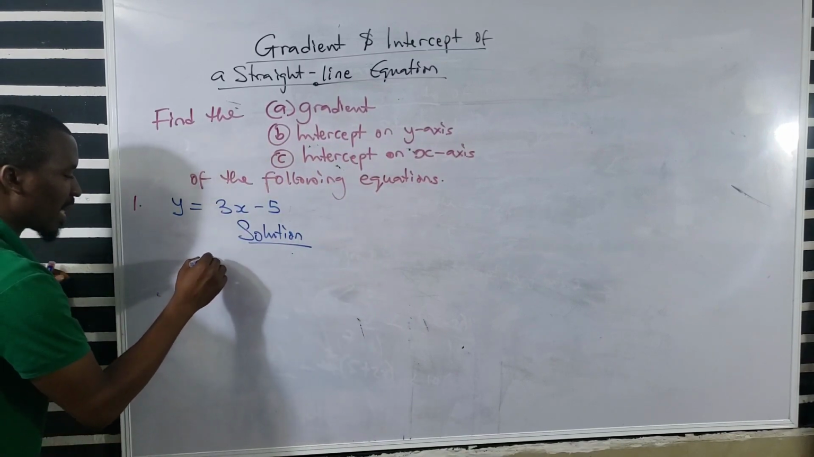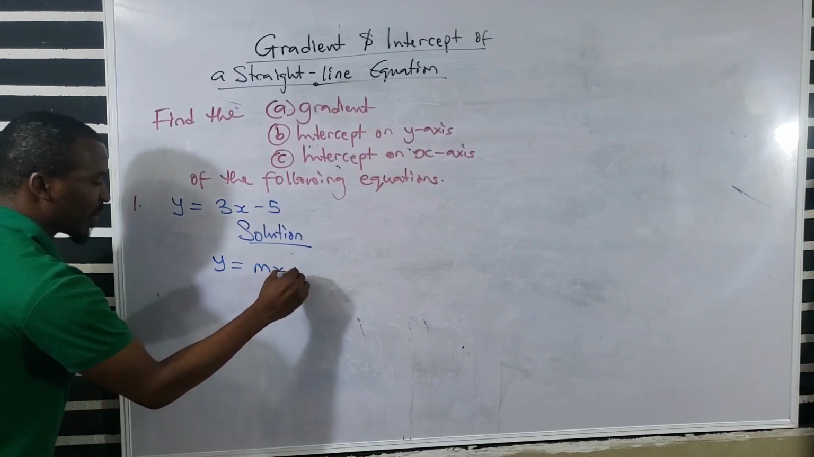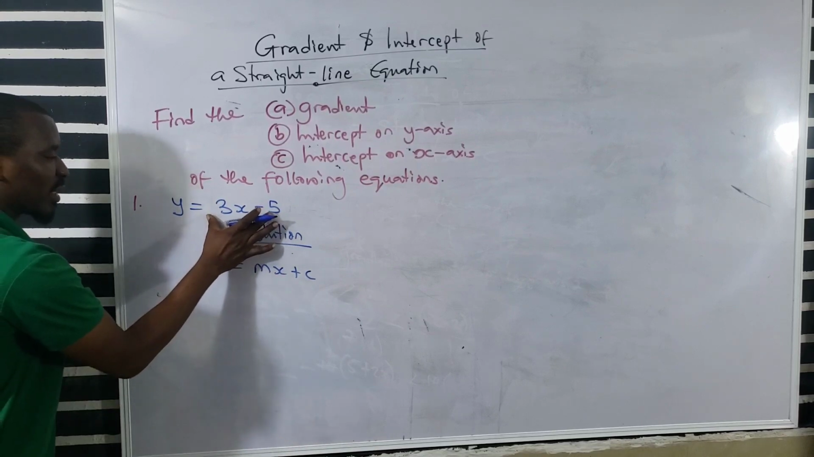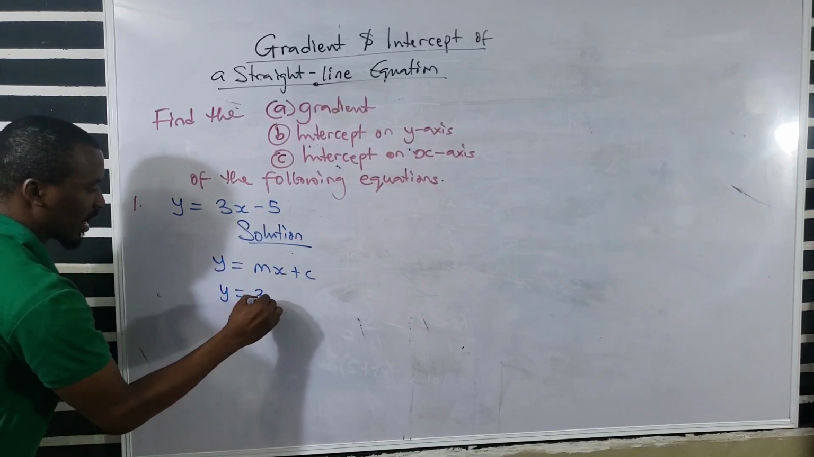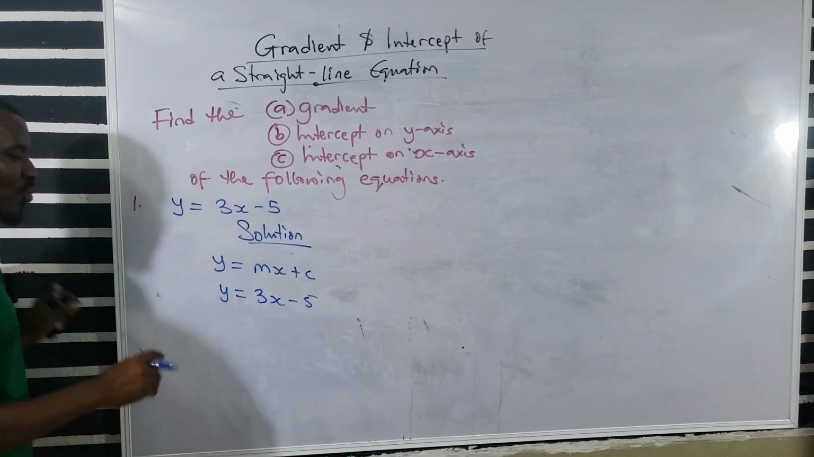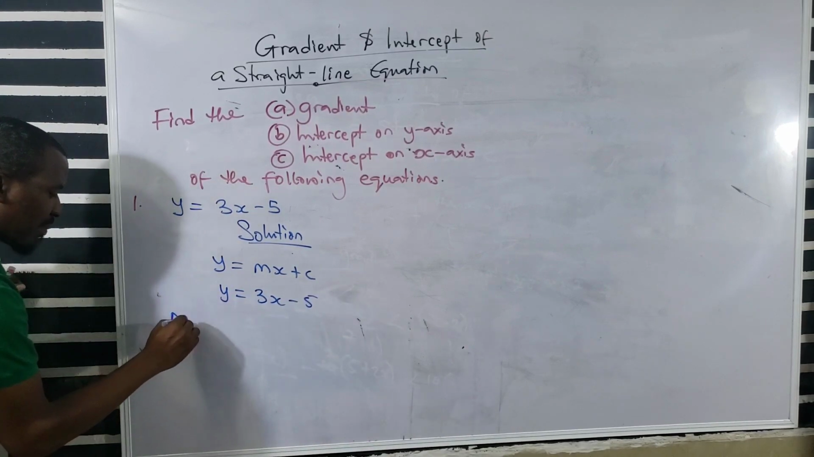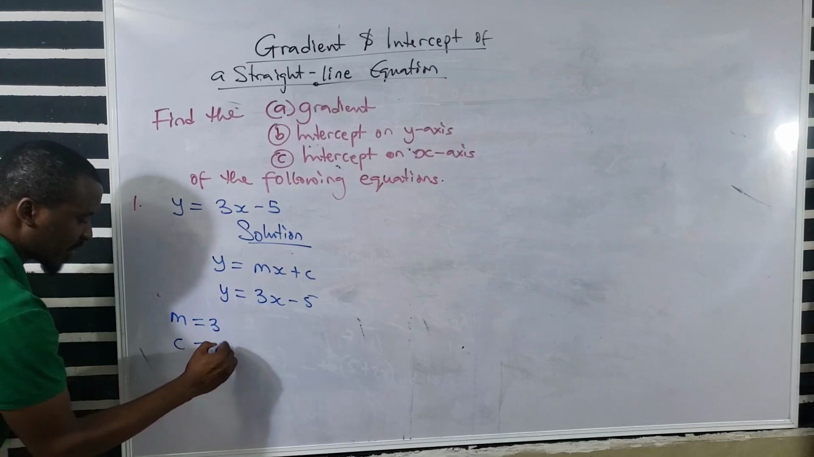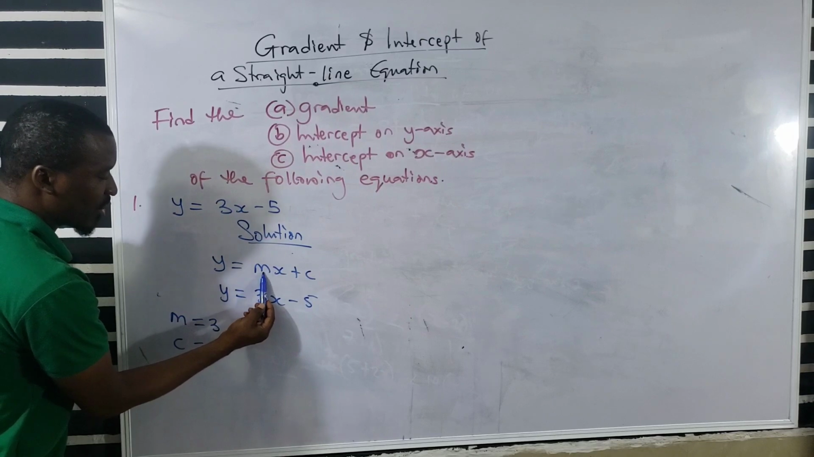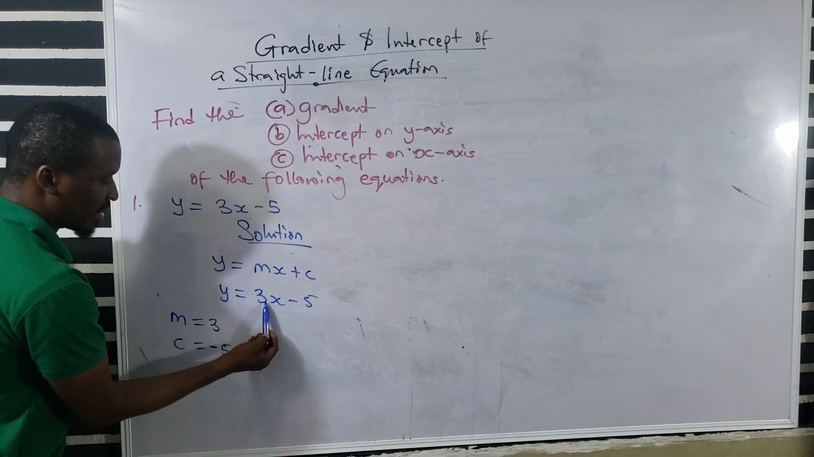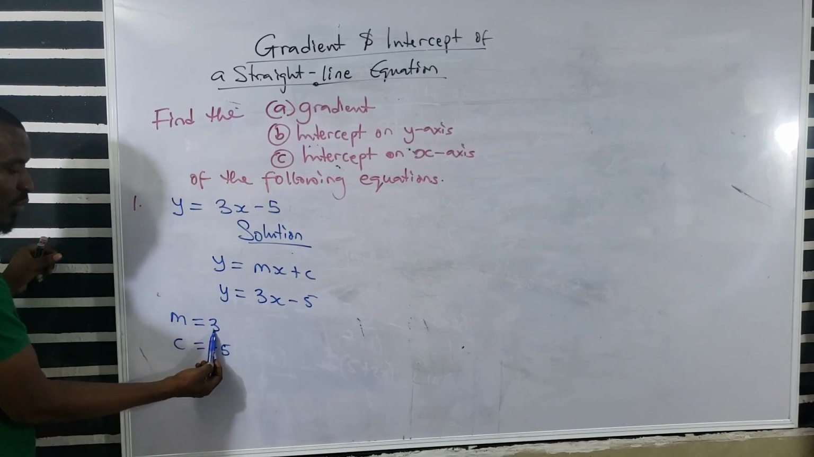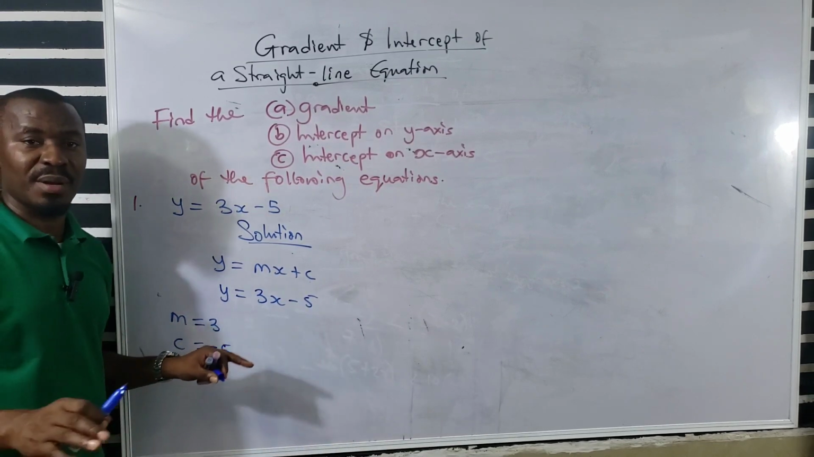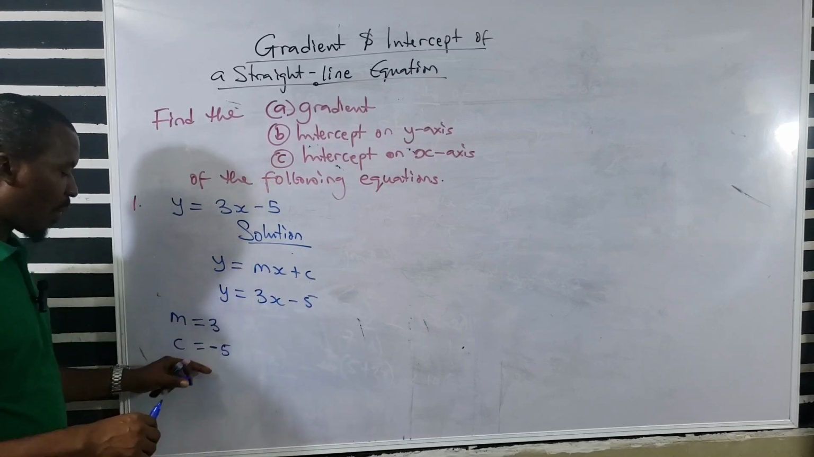If you recall that y equals mx plus c is the general form of a straight line equation, then you compare it with this, which is y equals 3x minus 5. So it is obvious that m is equal to what? 3, while c is equal to what? Minus 5. Why? Because m is the coefficient of x. Here, 3 is the coefficient of x. That makes m equal to 3. And c is the constant, that's the number without any variable. That makes minus 5 our c.